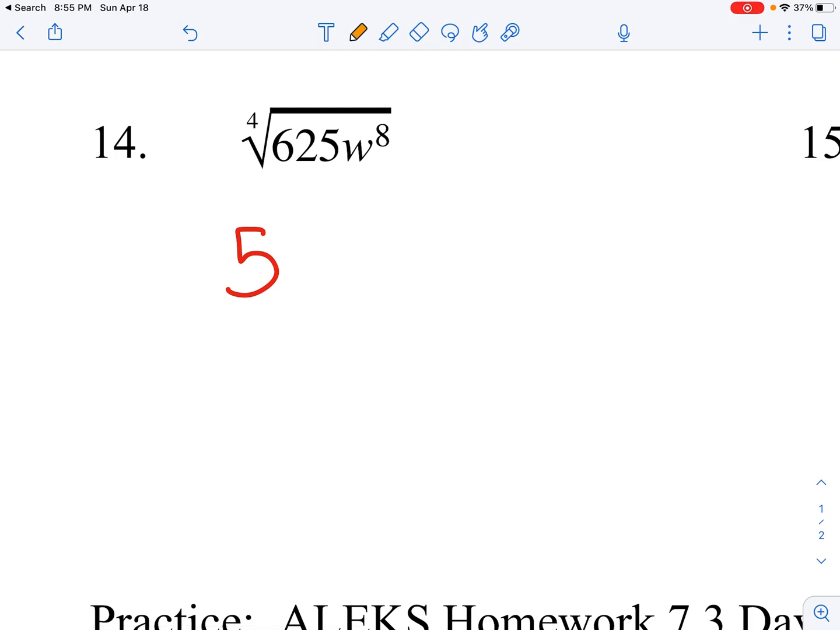Number 14, I've got numbers written down for these already just because I wasn't going to be able to do these in my head. But the fourth root of 625, if you type that into your calculator, you'll be able to figure that out. That is 5. If you're having trouble typing that into a calculator, make sure you let somebody know. But it's the fourth root, not the square root. So you just got to be careful with that. So I got 5 for that, and then 8 divided by 4 would give me 2, so we would have w to the second to finish that problem out.